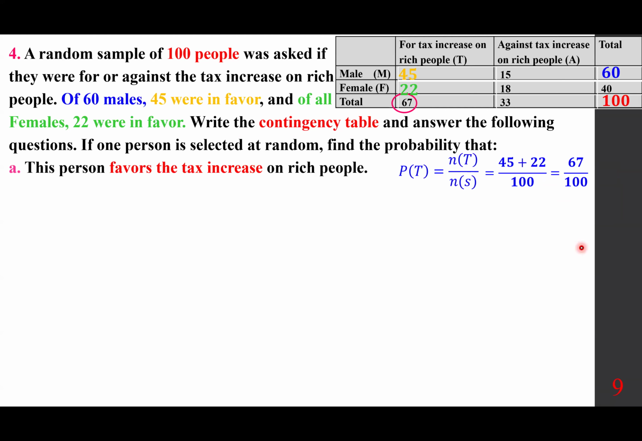Normally, I'm not going to change the fraction in general, but in this case, it makes no difference. All right, this person is a female. So P of F is N of F over N of S. N of S, again, the entire population is 100.